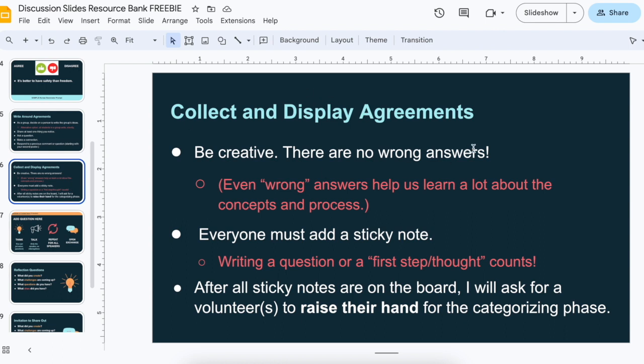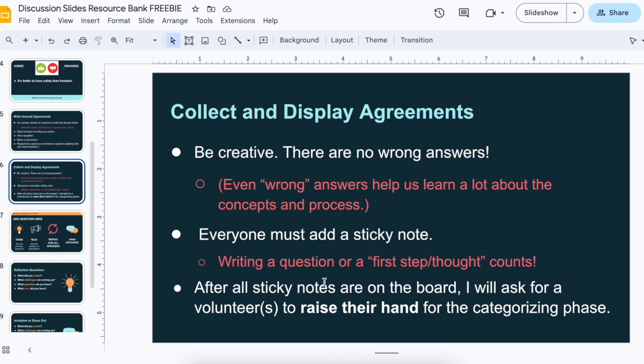Sorry, now we're on to collect and display. This is another one that I love for when you get crickets, because at this point, you're just inviting everyone to write something down on a Post-it. So this is individual versus, I think with write around, you can do this as a group. But here, everyone adds a sticky note. So you can even write a question that you have.